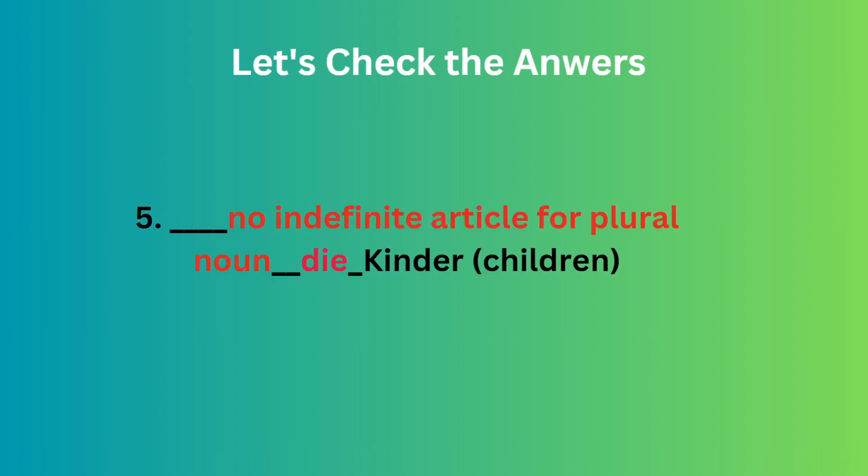Kinder. So, how many of you got this one right? Do you remember that there is no indefinite article for plural noun and Kinder is a plural noun. Therefore, we will use the plural article for Kinder, which is die, die Kinder.